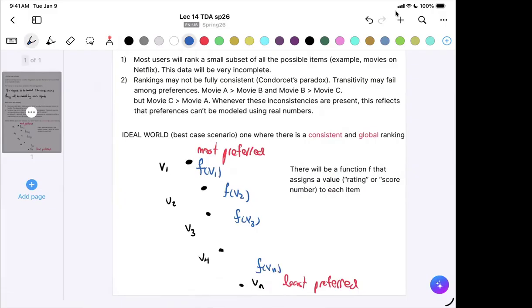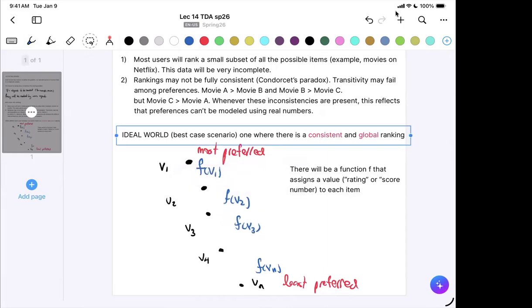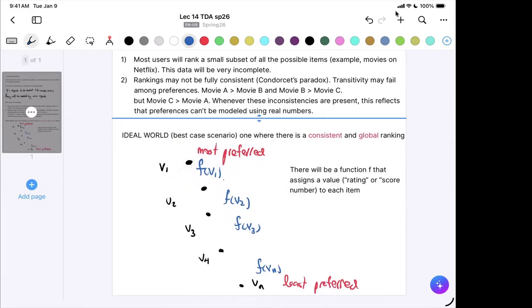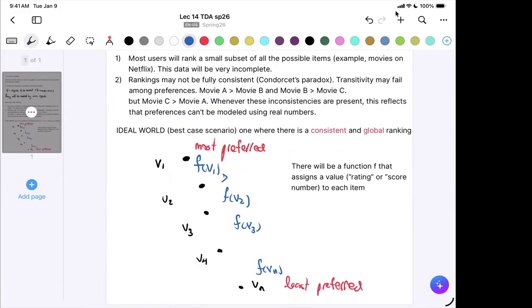And if this is all consistent and there are no issues with transitivity and all that stuff, then it is really linearly ordered, in the sense that the value assigned to the most preferred item is greater than or equal to the value assigned to the second item, which is greater than or equal to the value assigned to the third item in the ranking, and so on.